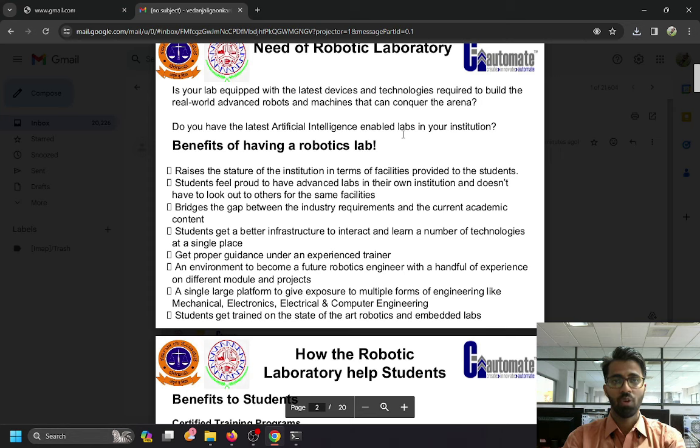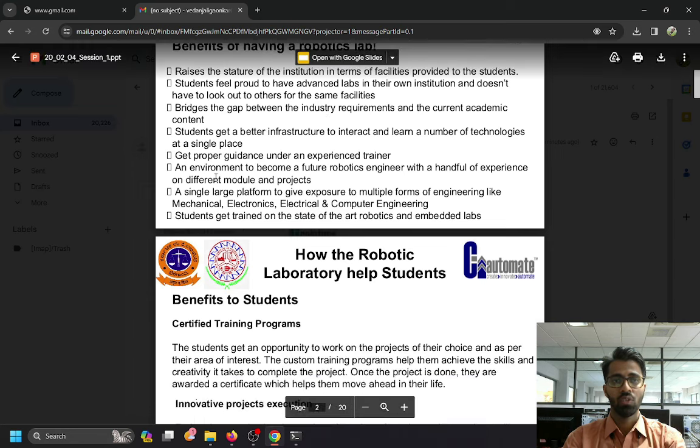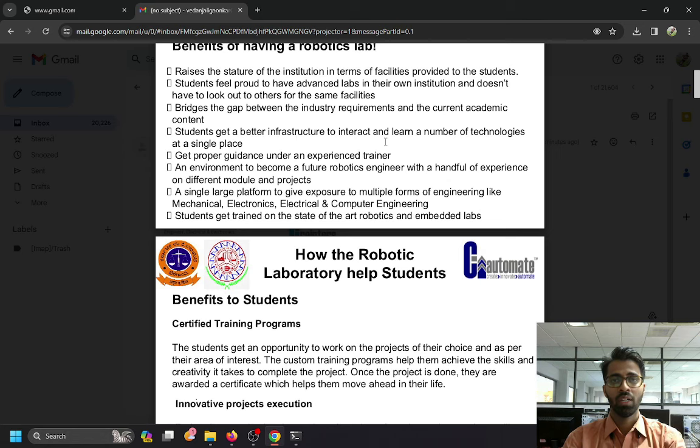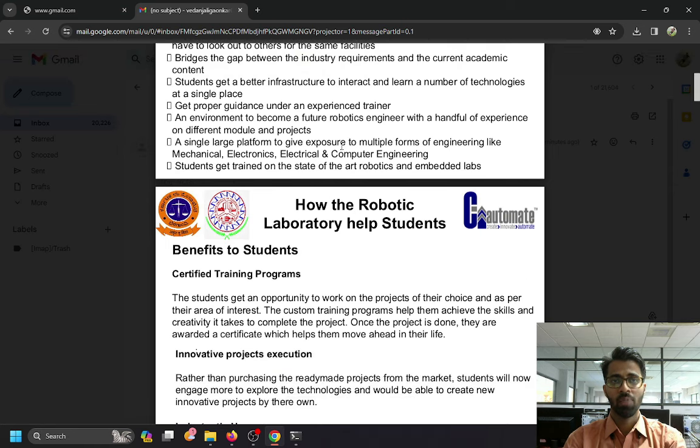The students feel proud to have advanced labs in their own institution and do not have to look to others for the same facilities. It bridges the gap between industry requirements and current academic content. The students get better infrastructure to interact and learn a number of technologies at a single place. They get proper guidance under an experienced trainer and an environment to become a future robotic engineer with handful experience on different modules and projects.